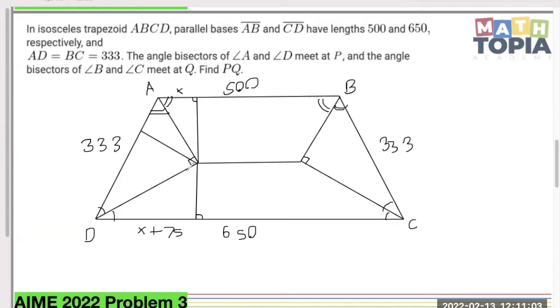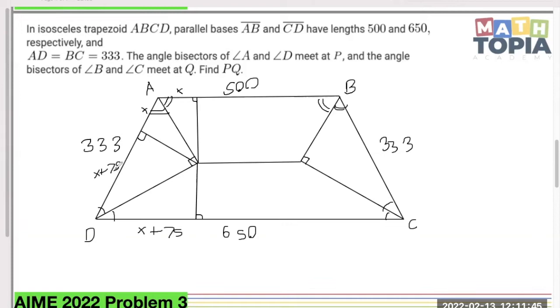But what is really nice about the angle bisectors, these equal angles, is that we can instantly see that these two triangles are congruent and these two triangles are also congruent. Because we have equal angles, an equal second angle, and this equal side between them, that's AAS congruency. Same thing here, AAS. So we instantly see these two triangles are congruent, and these two triangles are congruent. So we can just move this length over here, X plus 75, X plus 75.